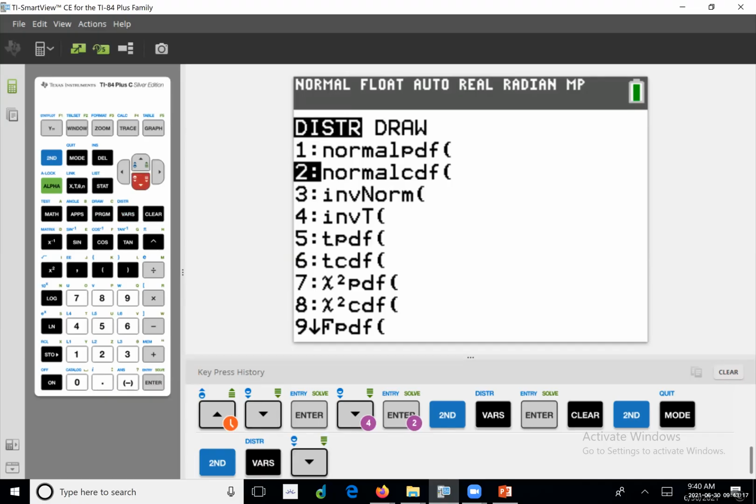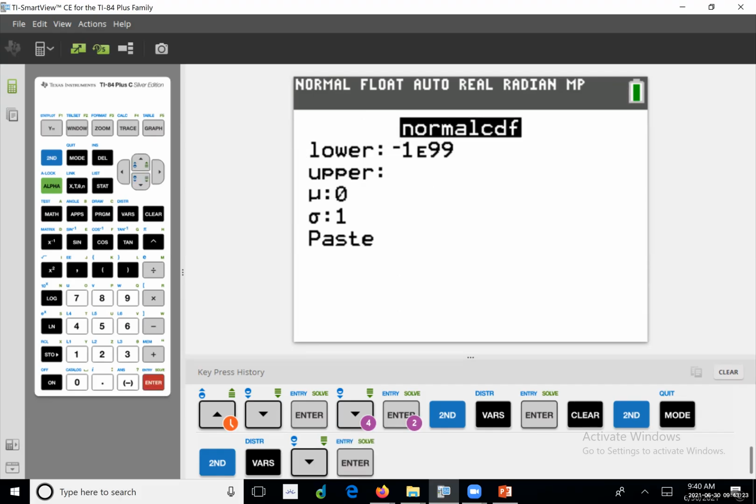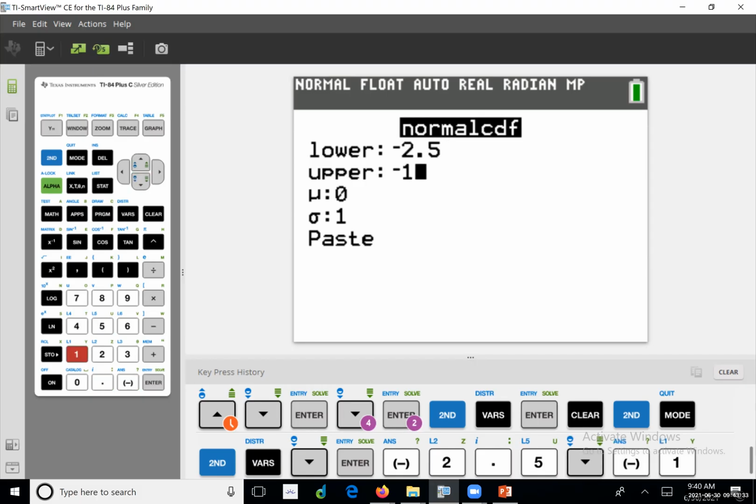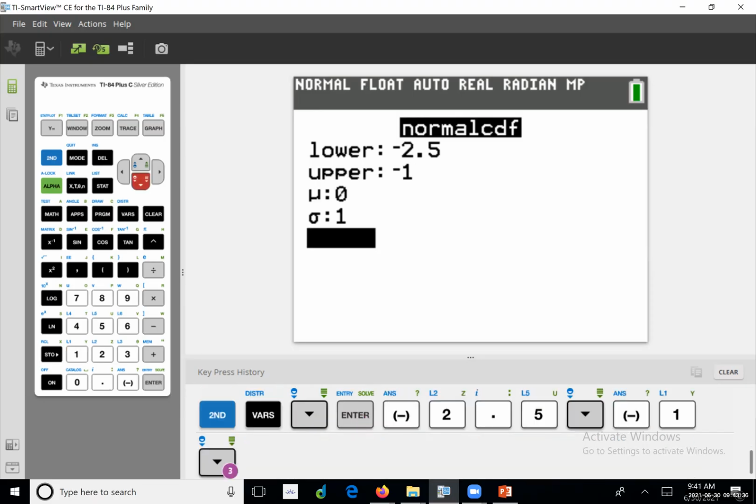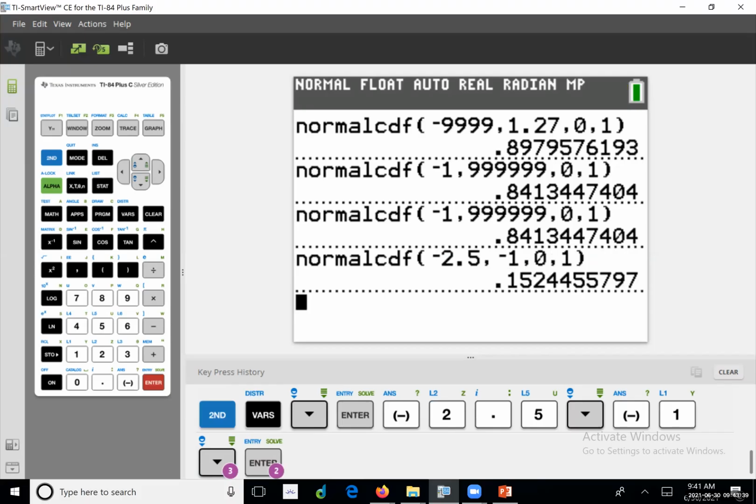Normal CDF. Lower, we said -2.5. Upper, -1. Mu, 0, sigma, 1 again in this case. Awesome. No, lower was -2.5. Okay.